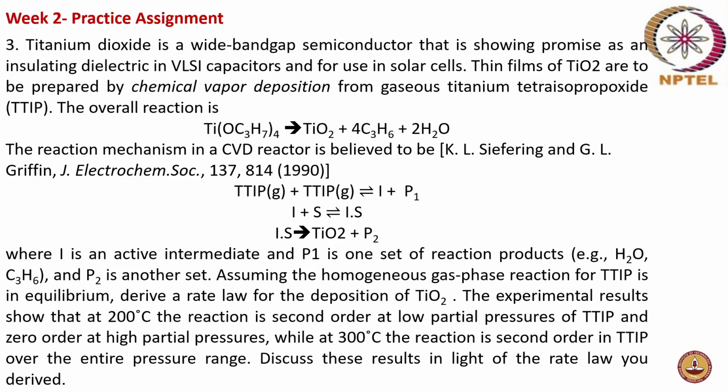Now assuming the homogeneous gas phase reaction of TTIP is in equilibrium, that is, this first reaction, two molecules of TTIP giving an intermediate and P1, is an equilibrium reaction, derive a rate law for deposition of titanium dioxide. The experimental results show that at 200 degrees the reaction is second order at low partial pressures of TTIP and zero order at high partial pressures of TTIP, while at 300 degrees the reaction is second order in TTIP over the entire pressure range. Now discuss these results in the light of the rate law you derived.